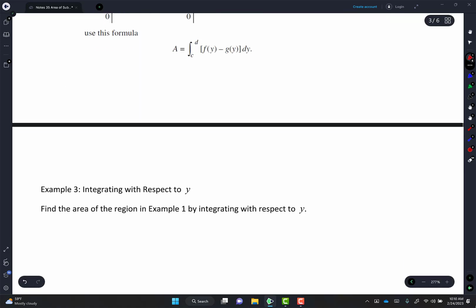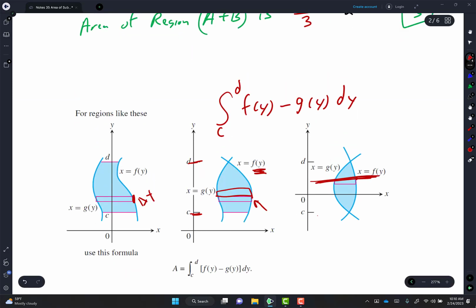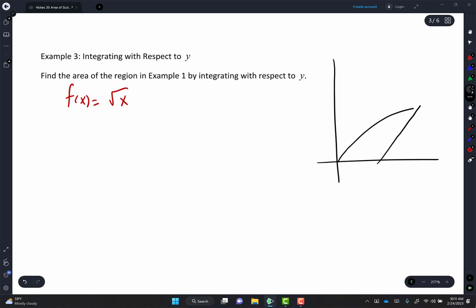All right, so let's see. Now they say find the area of the region from example 1 by integrating with respect to y. Okay, so here we go. We had two curves. So I'm going to go ahead and color code them here. We had f of x equals square root of x. Should I draw it? Yeah, I'll draw it. It's going to be a bad sketch, though. Square root of x, and then a line. This one was f of x equals square root of x. And then this one was g of x equals, was it x minus 2? Or no? It was? Okay. And if it's not, I'm going to have a different answer. And then I still want this area.